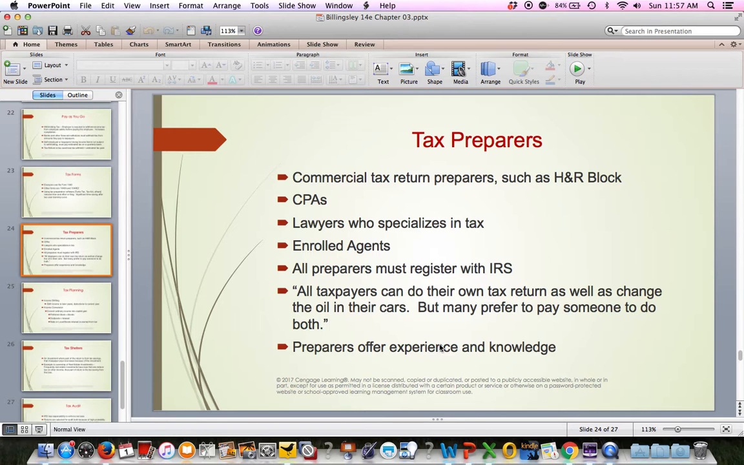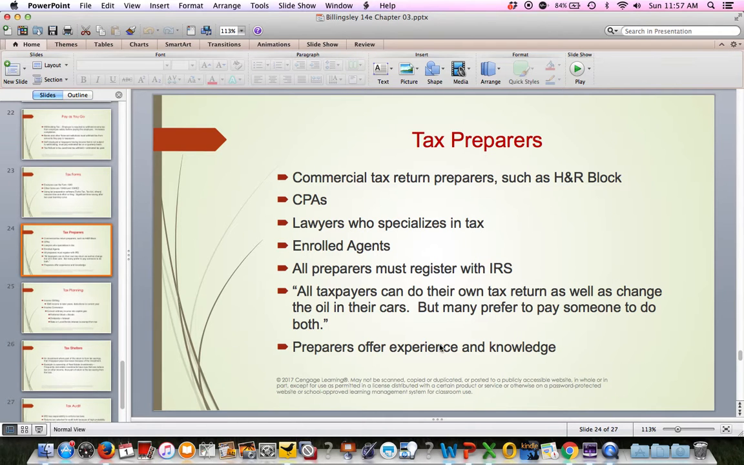So all taxpayers can do their own tax returns as well as change the oil in their cars, but many prefer to pay someone to do both, right? So it's not anything that somebody couldn't figure out how to do. However, quite often, the older you get, the more complex your earnings are, as you have more exemptions, dependents, as you have more investments, retirement accounts, and so on, it probably makes sense to go the route of hiring a professional.